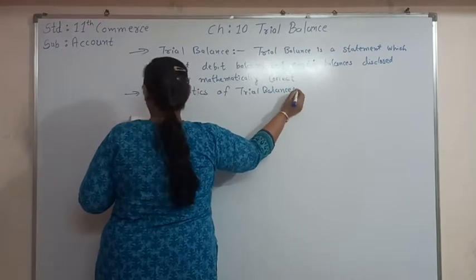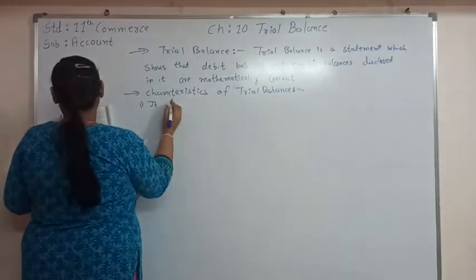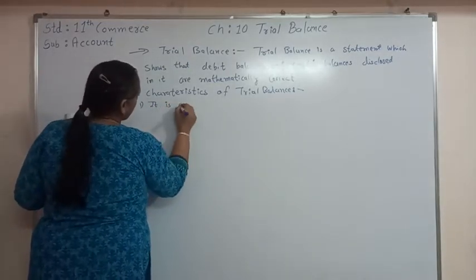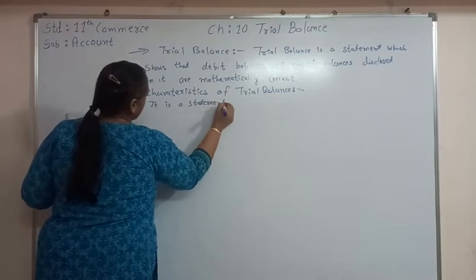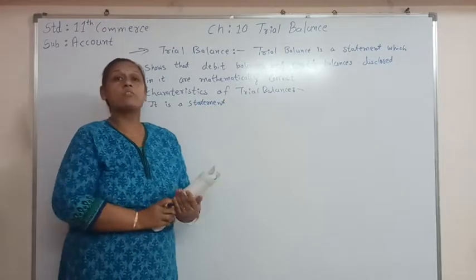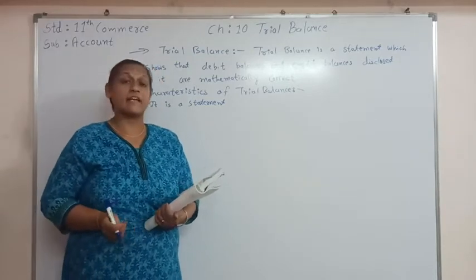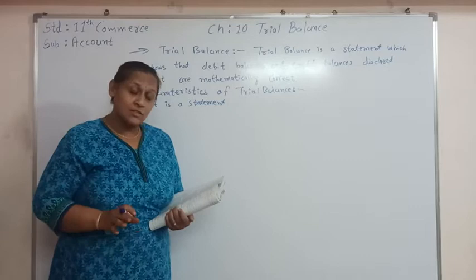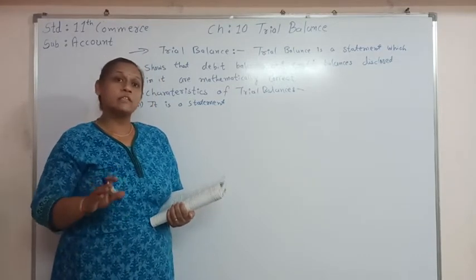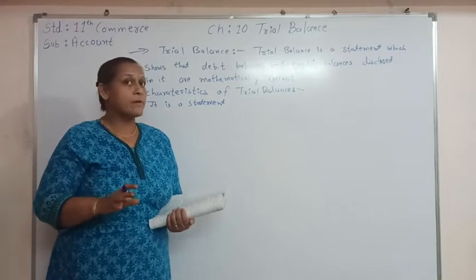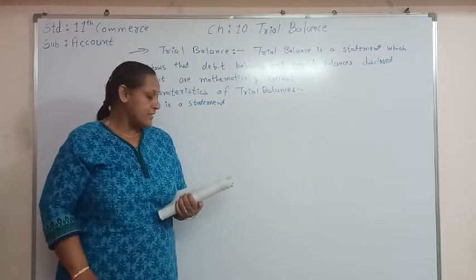So here, the very first characteristic of trial balance is that it is a statement. So here, as we know, there are two types. The very first is the account. When we are preparing an account, it has two sides, debit and credit side. But here, trial balance is not an account; it is a statement. So the statement that we are preparing is for a particular day. Okay, so that is a statement.